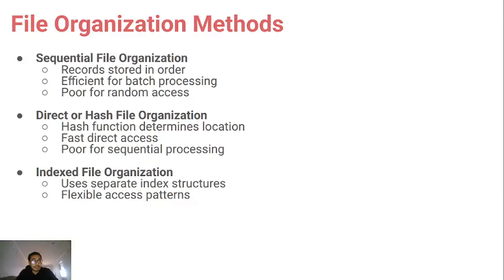And the next one is direct or hash file organization. In this method, records are kept in locations indicated by a hash function applied to a key field. This permits immediate access to any record without the need for a search, making retrieval extremely rapid when the key is known. However, it is not appropriate for range queries or sequential processing.